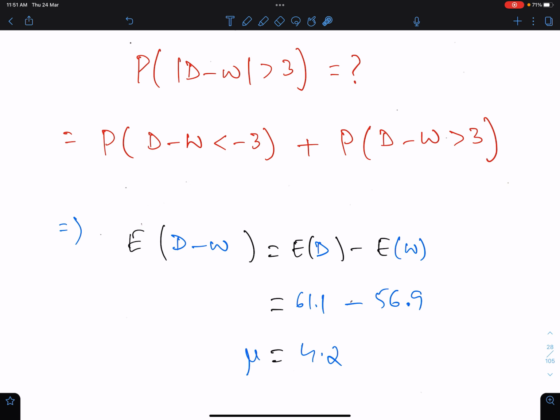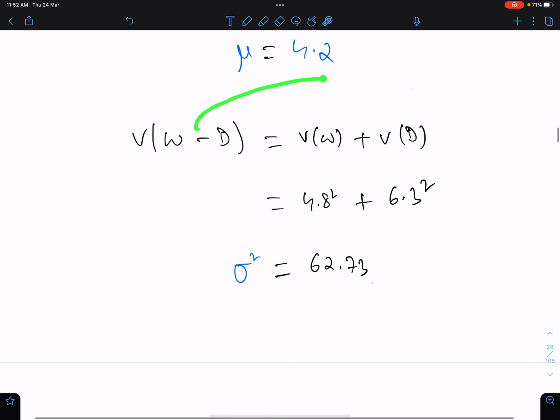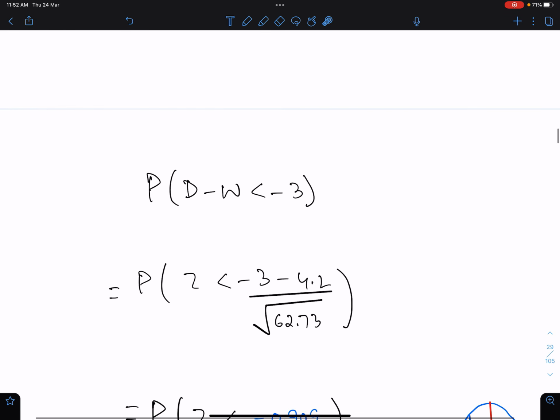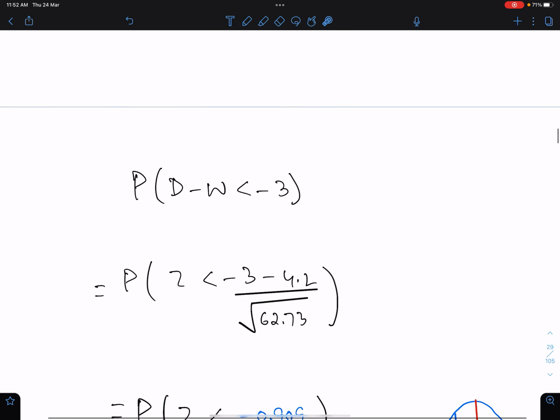So first work out the mean of D minus W. The mean of D minus W is ED minus EW. In variance, we replace the negative sign by a positive sign. So this is the variance of D minus W. In variance, it doesn't matter whether you write W minus D or D minus W. They both mean the same thing because of this positive sign. Now first find this probability, then find this probability, and then add both the answers.